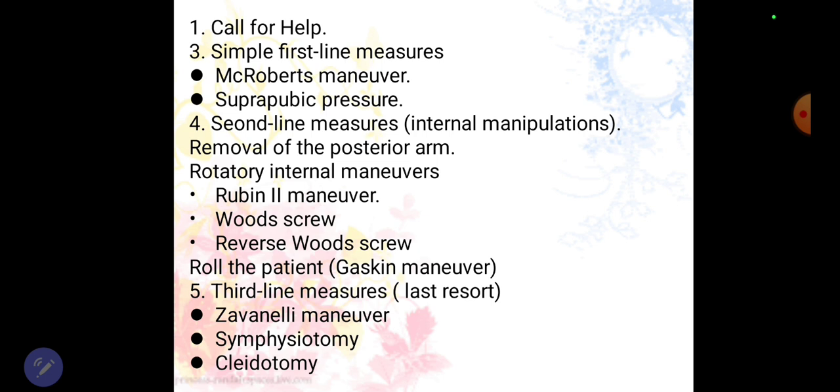And rotatory internal maneuvers are the Rubin 2 maneuver. If failed, we'll add Woods screw. If failed, after 30 seconds, we'll shift to reverse Woods screw. If these rotatory internal maneuvers fail, roll the patient onto all fours, which is called the Gaskin maneuver. If failed, the third line maneuvers, which are the last resort, are the Zavanelli maneuver, symphysiotomy, and cleidotomy. We'll explain all of these in detail.